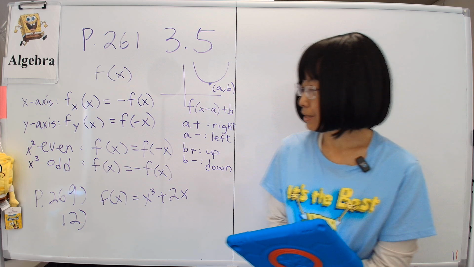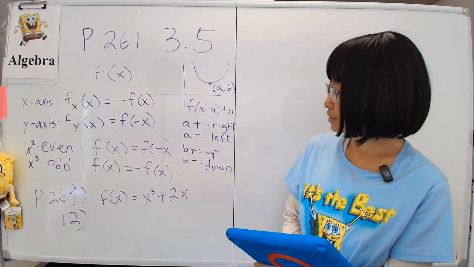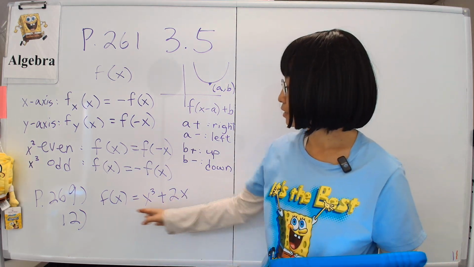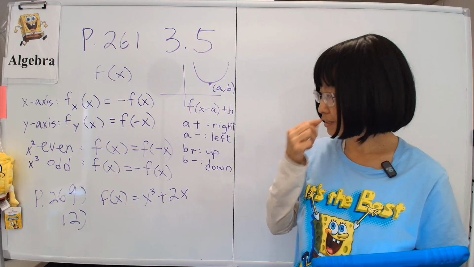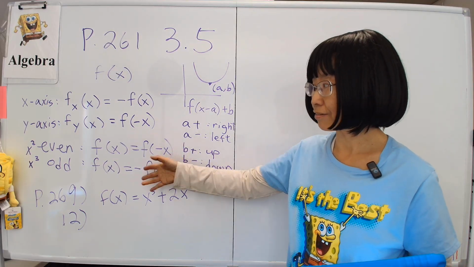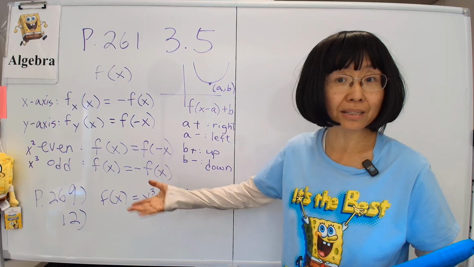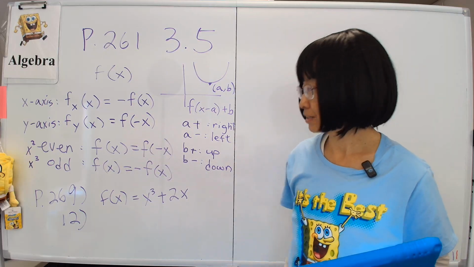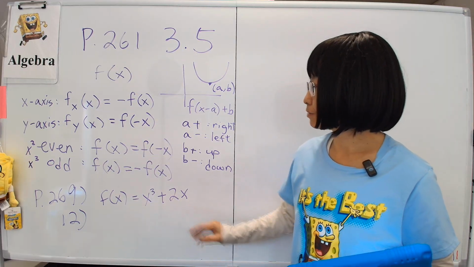Next, let's look at example 12 on page 269. We have a function here, and the question is: is it even, odd, or neither? A function doesn't have to be either one. Most of the time they're not one of them. But we're going to test it.